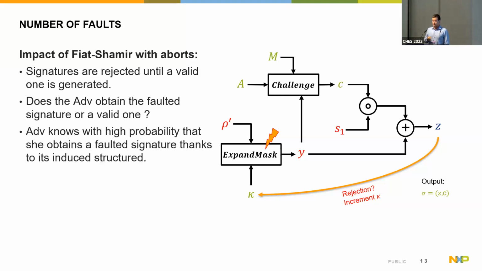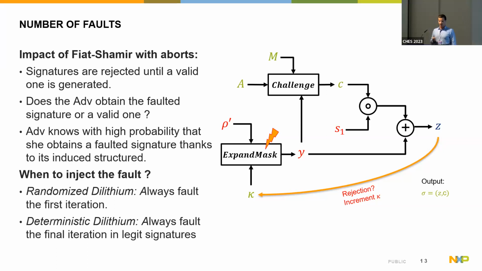Something we noticed is that the signature, when the fault is injected, has a particular form. If you take the first polynomial and the second polynomial and subtract them, they have a particularly small norm. So you insert a fault, you get the signature, and you can say, okay, this is the faulty signature, I'm almost sure of it. Then the question is, when is it better to insert the fault? For randomized Dilithium, what we discovered is that it's just better to fault the first iteration of the process, because there is no other way to know which one is the best. So just fault the first one.